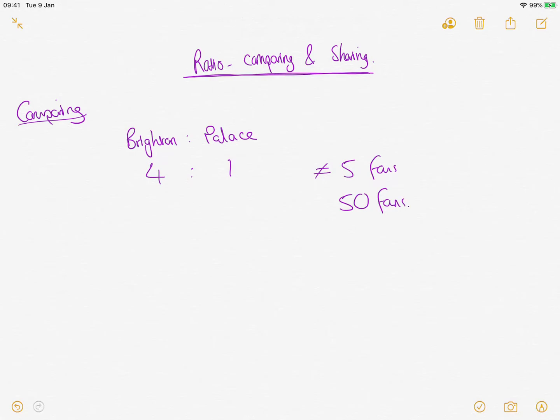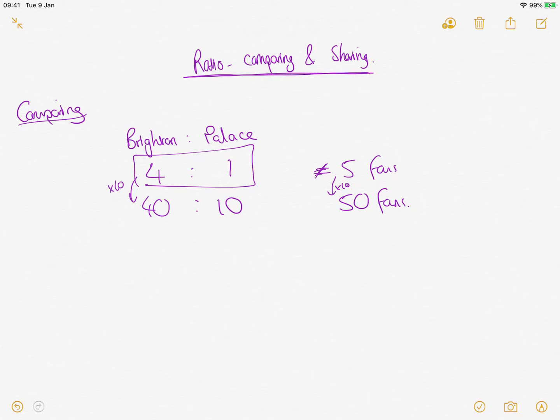Because, well, how does that work? Notice if I've times this by 10, then I can times each of these things by 10. So if there's 40 Brighton fans, how many Palace fans do they have to be? Well, for every 4 Brighton fans, there's 1 Palace. So 40 Brighton, there'll be 10 Palace fans. So just because it's given in a ratio of 4 to 1 initially, doesn't mean there's only 5 fans in total. It could be any amount that is divisible by 5.